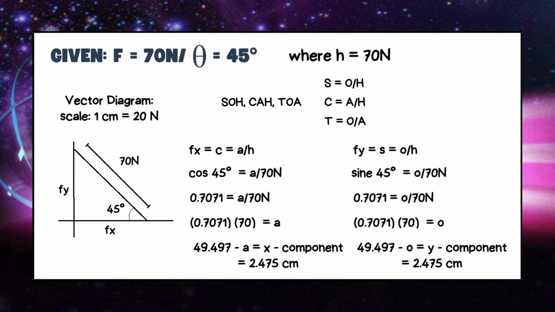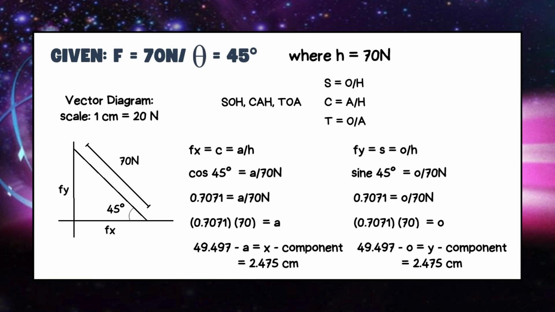Kung i-visualize natin yung problem, we can form a right triangle kung saan ang 70 newtons ay nakadiagonal at ang hahanapin natin is the vertical line at ang horizontal line. Ang vertical line ay pwede nating tawagin na Fy o y component. Ang horizontal line naman ay Fx or x component. Paano nga ba natin ito kukunin? So, makukuha natin ito gamit ang trigonometric function. Ano nga yung trigonometric function?